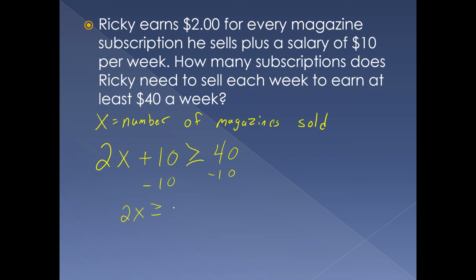We'll subtract 10 from the left, subtract 10 from the right. 2x is greater than or equal to 30. We'll divide both sides by 2. And we get x is greater than or equal to 15.